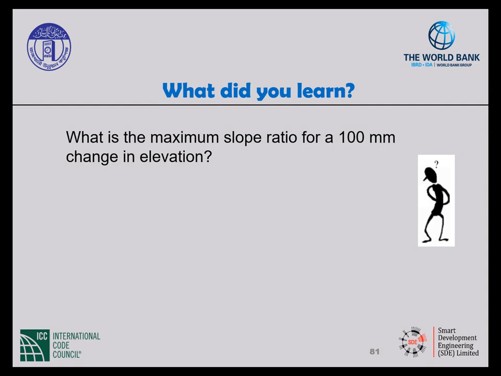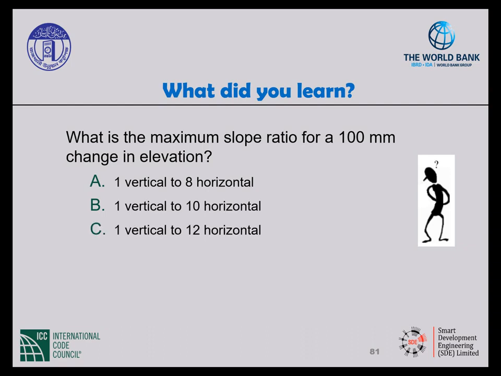What did you learn? What is the maximum slope ratio for a 100 millimeter change in elevation? 1 vertical to 8 horizontal, 1 vertical to 10 horizontal, 1 vertical to 12 horizontal, or 1 vertical to 20 horizontal. And the answer is 1 vertical to 10 horizontal.